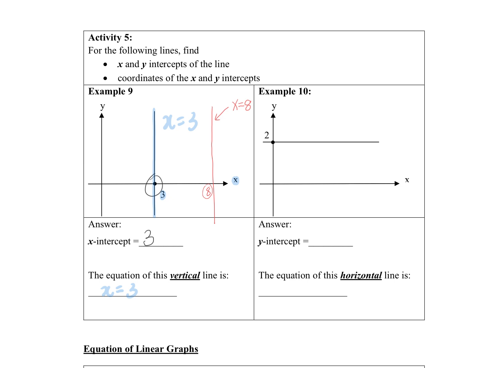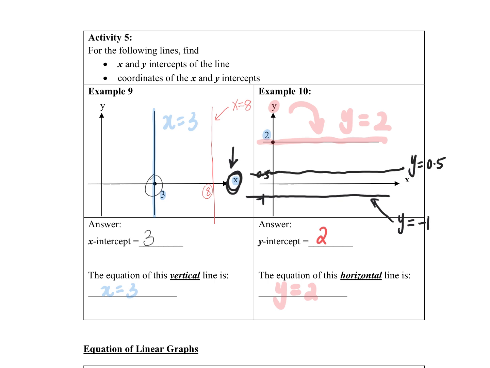The y-intercept of this line is at 2. So if you have a horizontal line, look at where it cuts. This equation is called y equals to 2 line. So if I have another line here, this line is called y equals to -1.